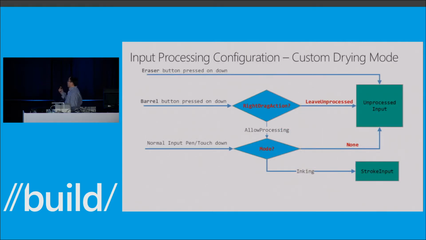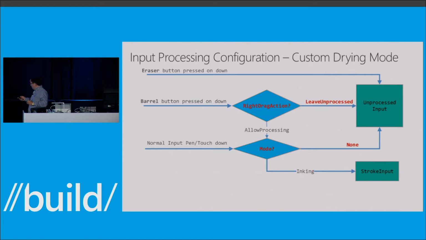Back to the custom drawing mode. In the custom drawing mode, by default, when you use your pen to ink, all the input comes as inking, and you get stroke input. When someone pushes the barrel button, there's no built-in selection for barrel button. As a result of that, we actually just ignore the barrel button. We continue to process as inking, and you can observe those as stroke input.